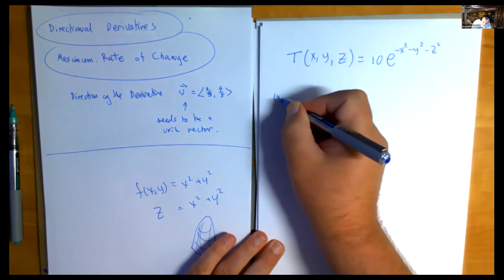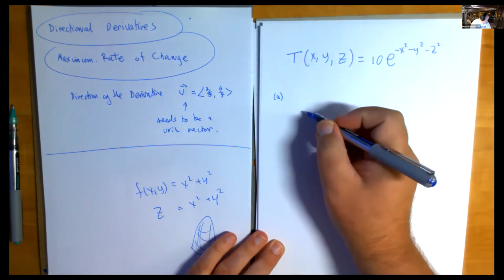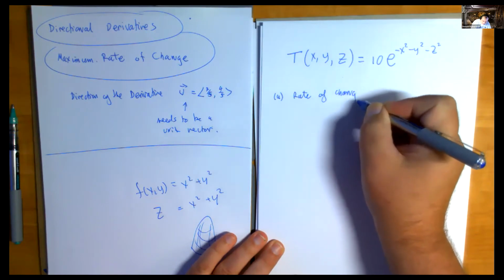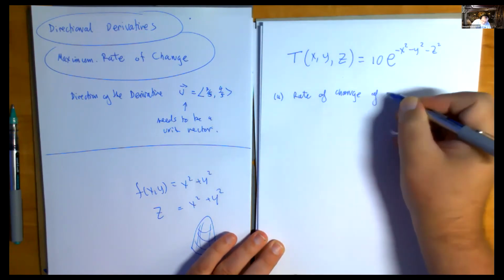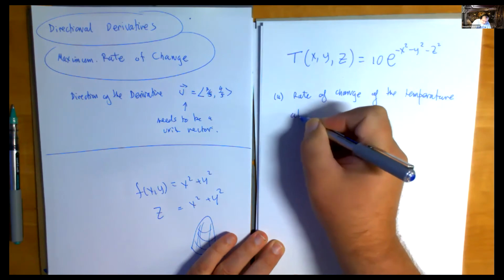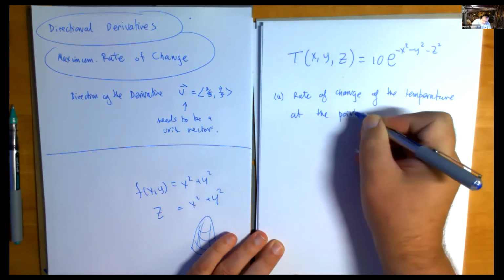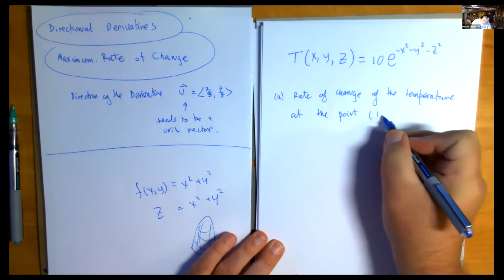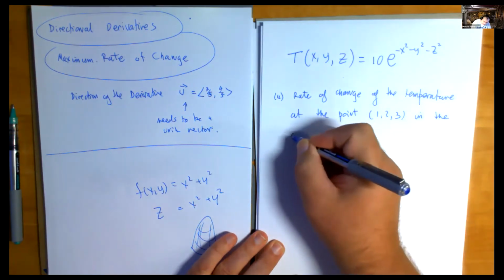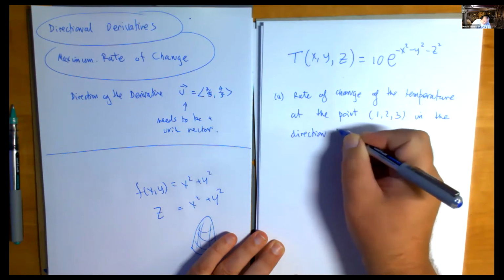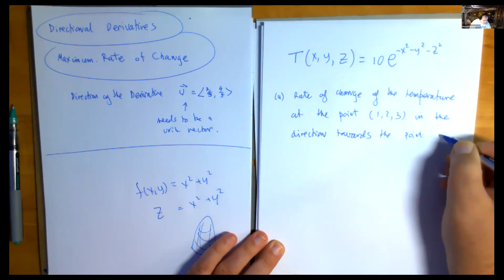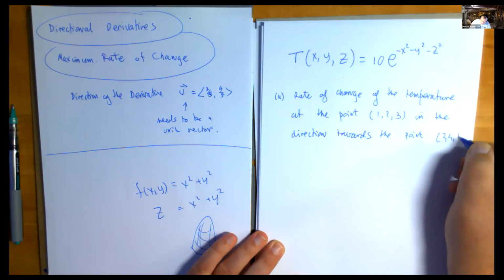And we are going to find in question A, this is how they phrase it, the rate of change of the temperature at the point, it doesn't matter what the point is, does it? 1, 2, 3, in the direction towards the point 2, 4, 1.